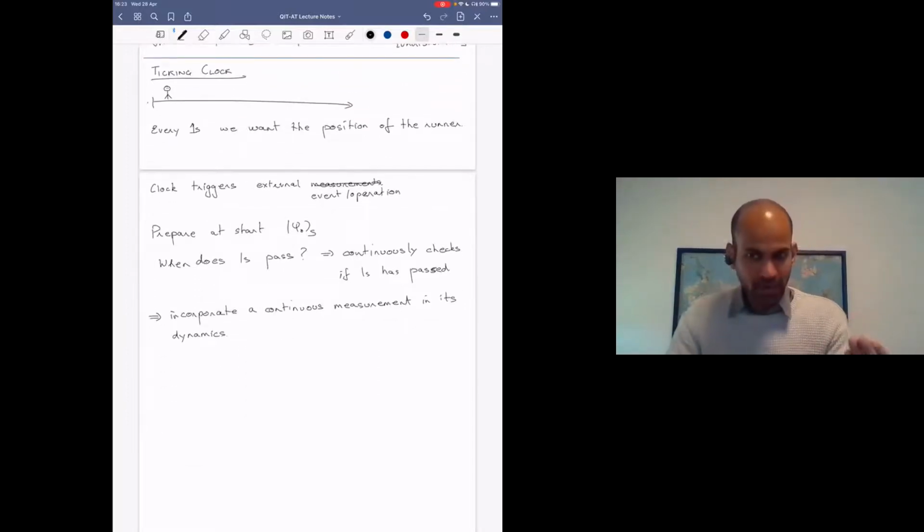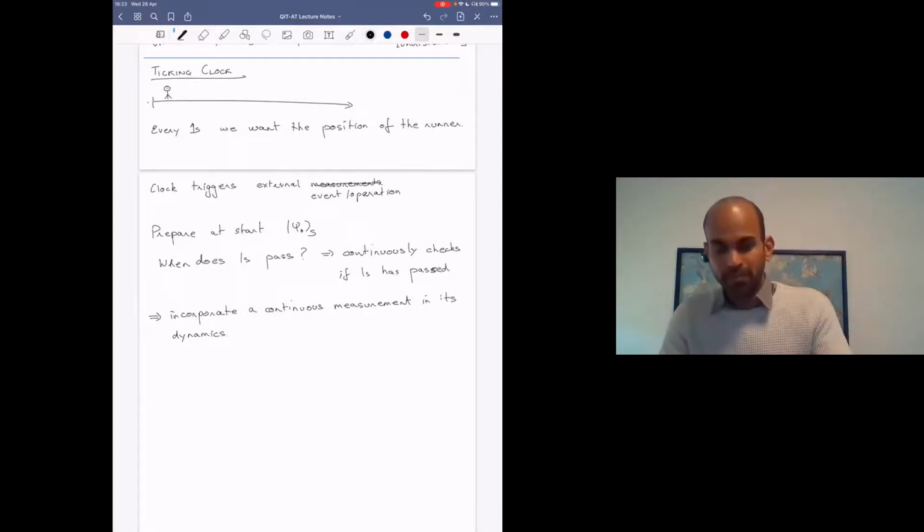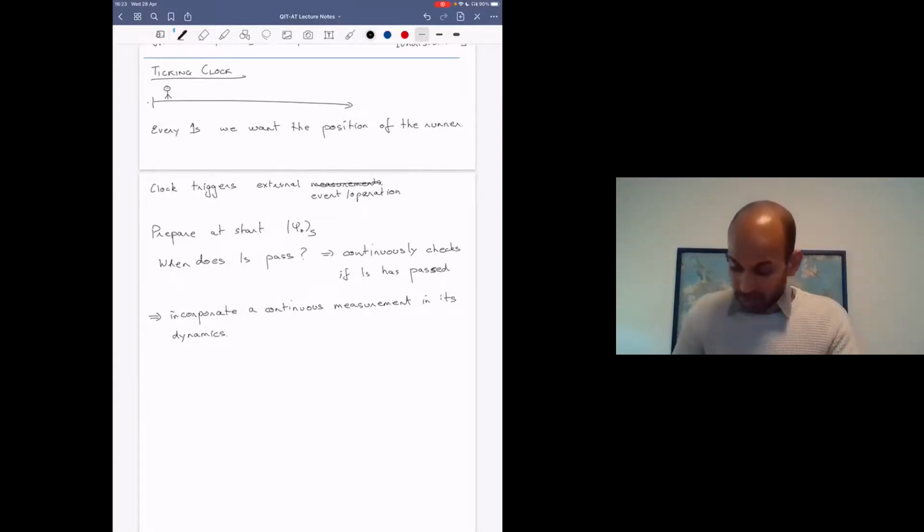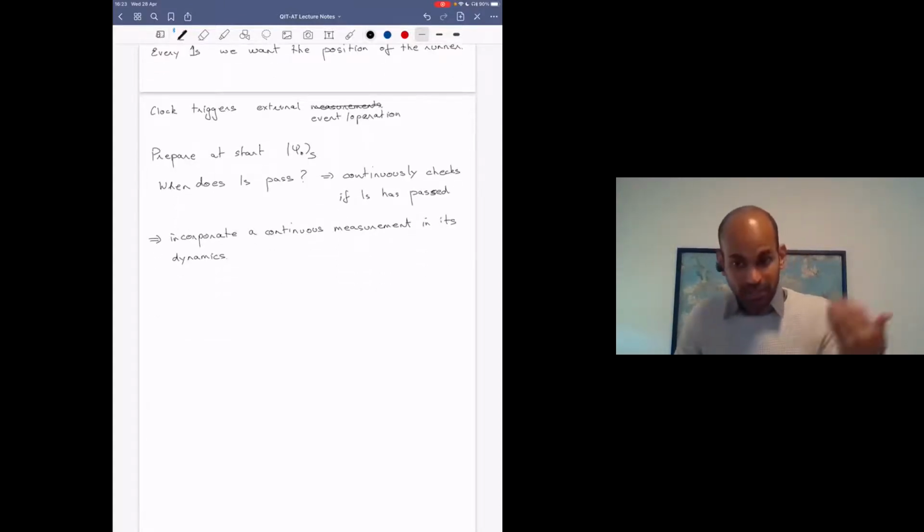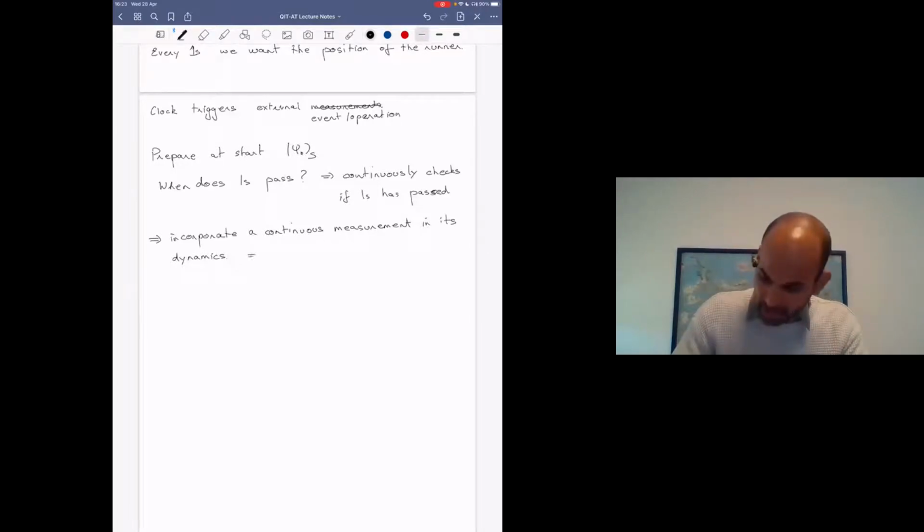On the other hand, a ticking clock, which provides information to the outside that a certain amount of time has passed, as long as there are no other clocks hidden in the background, the only manner in which a ticking clock can work is by itself asking continuously the question, has this unit of time passed? Has this unit of time passed? Which means that it has to incorporate a continuous measurement in its dynamics, which in turn implies that its dynamics are non-unitary and correspond to the dynamics of an open system.